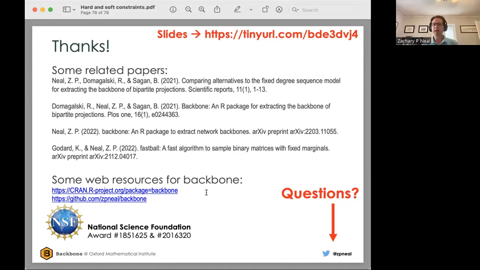Connections between this work and the work in the physics community? Yeah, by people like, I think the first author was Saracco, and Squartini, it was maybe 3 or 4 years ago, I think.